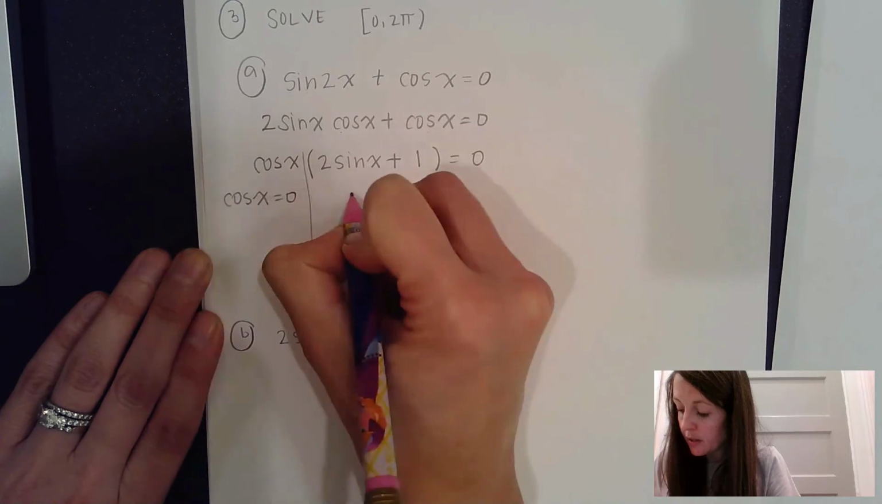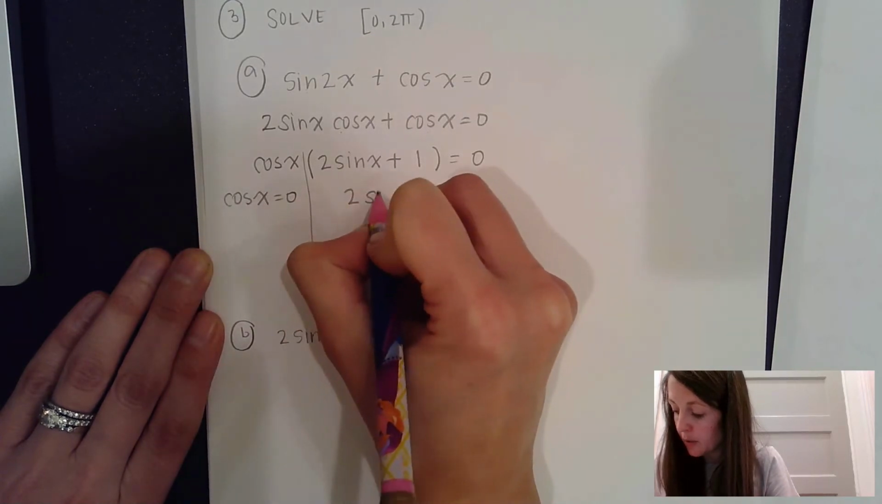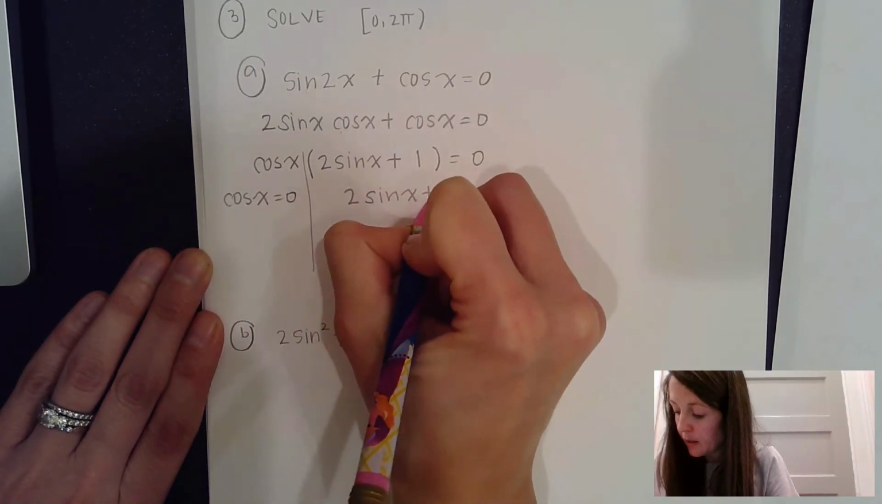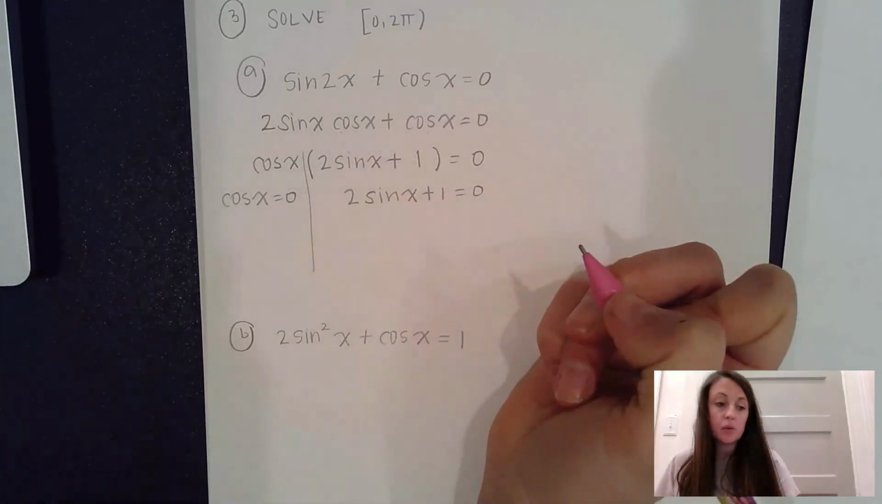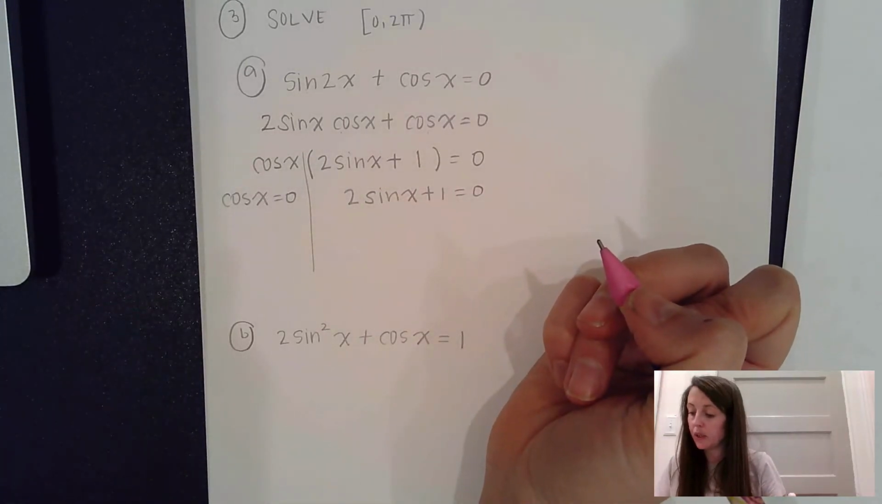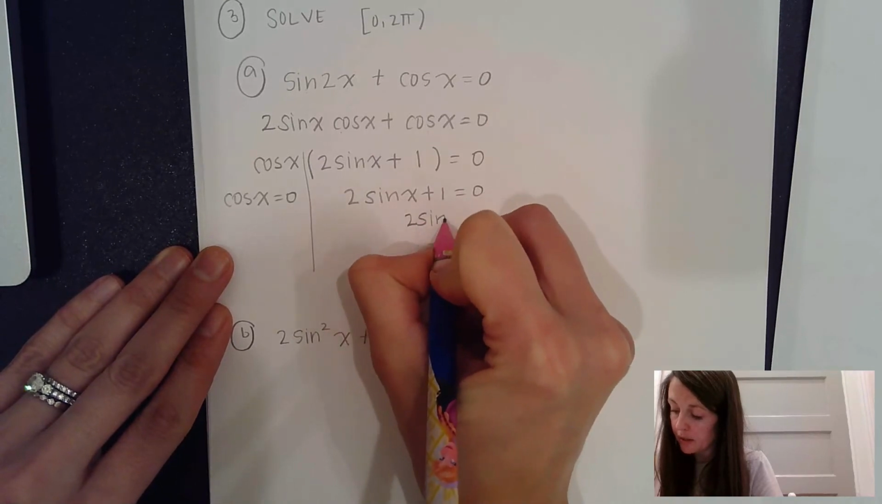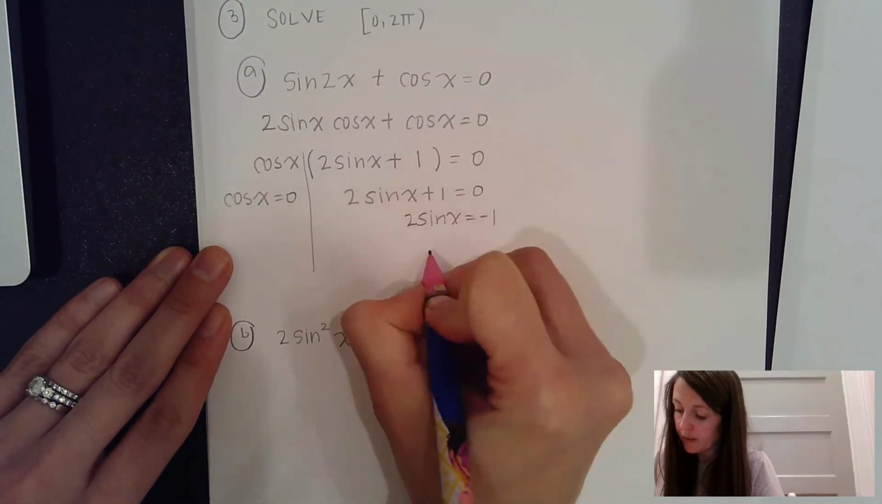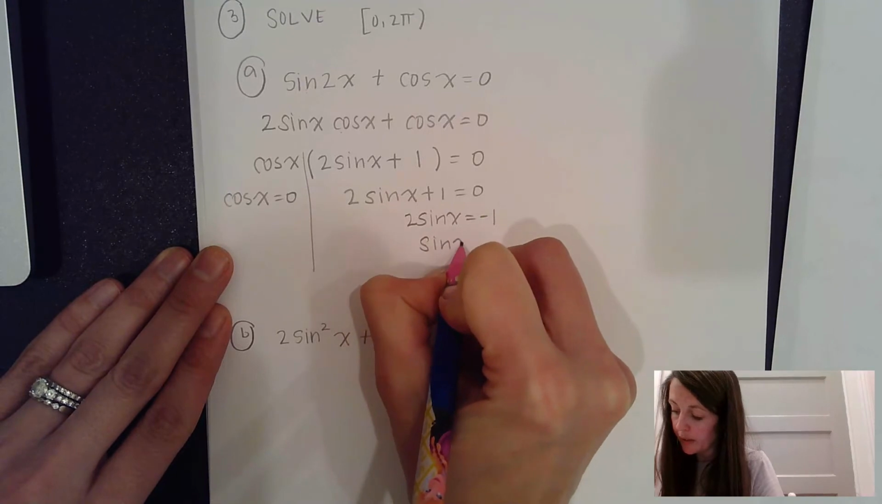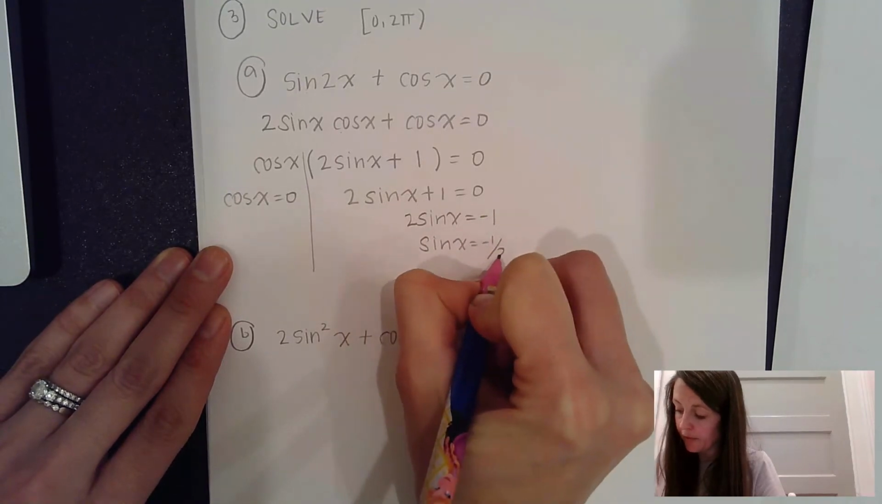So where is cosine of x going to be equal to 0? And then where is 2 sine of x plus 1 equal to 0? Which is, where is sine of x equal to negative 1/2.